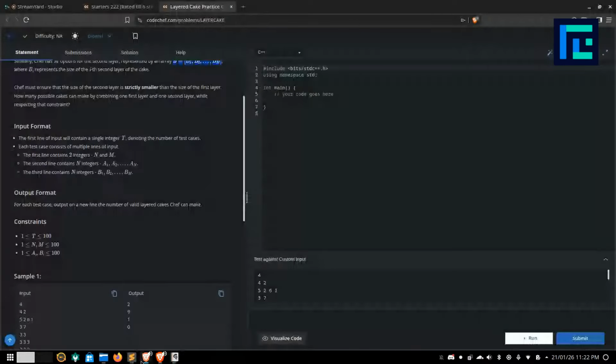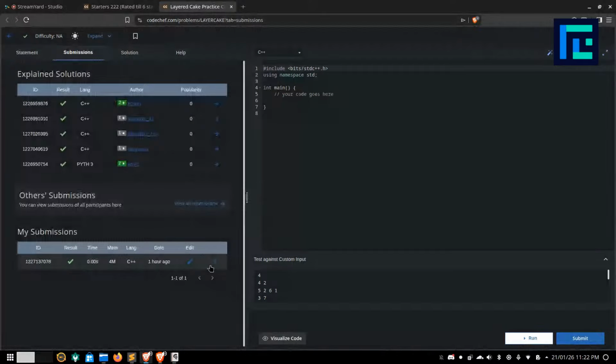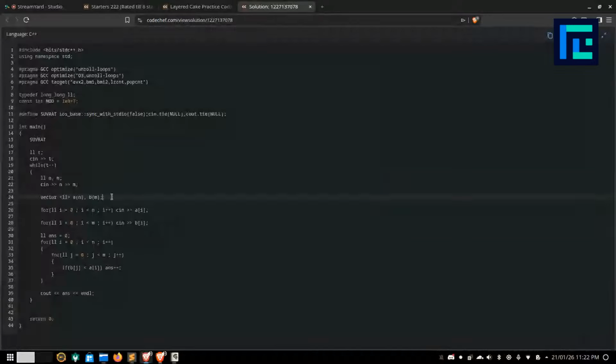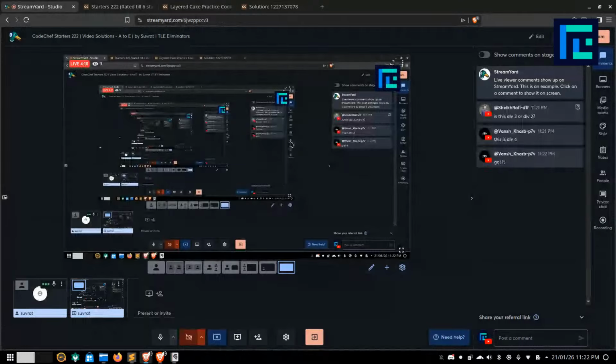I'll show you guys the code for this. Basically vector a and b, then I take input a and b, and then for each pair I check if Ai is greater than Bj, and if it is, then I increment the value of answer, and in the end I print out answer. So that was the solution for problem A.